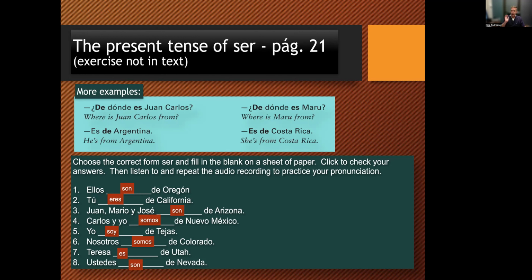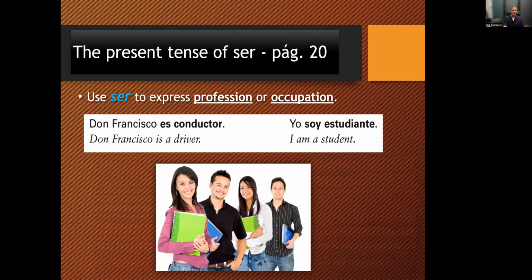Okay, if you got them all right, high five, thumbs up. If you didn't, pause, go back, review, write down those forms of ser, the conjugations, and decide what it was that tripped you up. Remember, like a number 3, Juan, Mario, and Jose, that's them, right? That's they. They are from Arizona. Number 4, Carlos y yo, I'm including myself. That's got to be first person. There's more than one of me, so it's got to be plural. And so go back and review what maybe tripped you up on those.